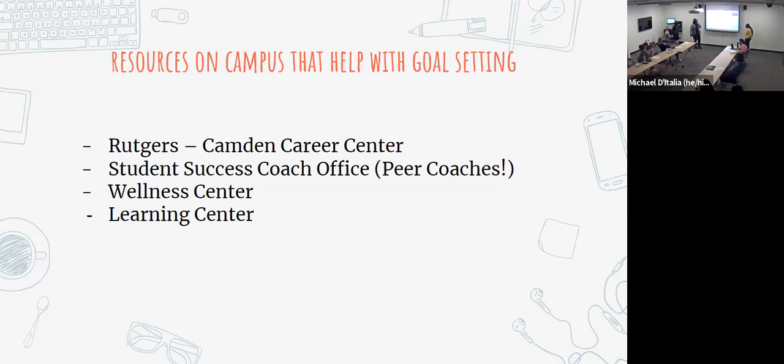Something the student success coach office just started this year is peer coaches. I'm a transfer student, so I don't know when the office started coaching, maybe 2016. Usually you could only get coaching about pretty much anything to do with your goals as a first-year student. But this year, I'm glad they did this: if you're an upperclassman or any level at Rutgers, you can get a peer coach.